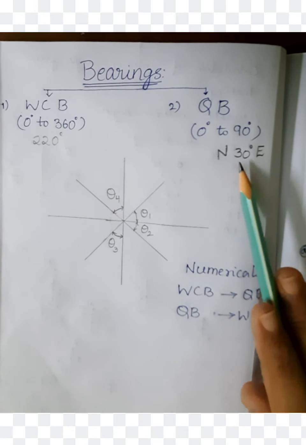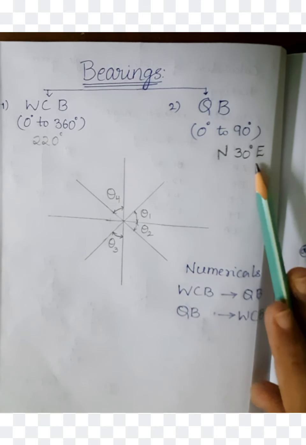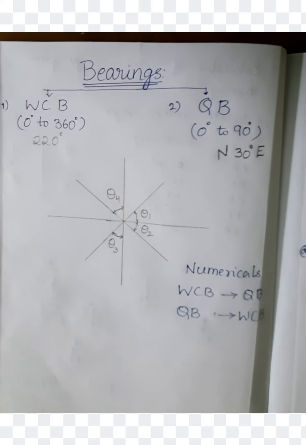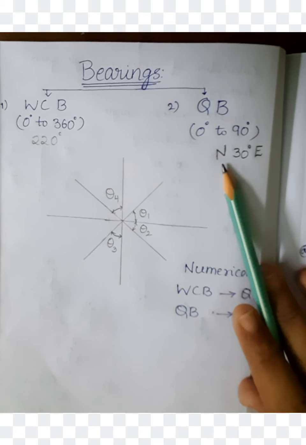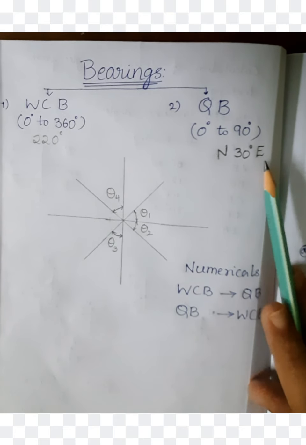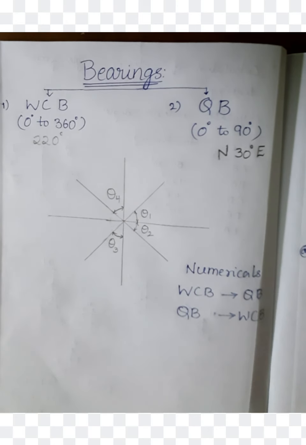Suppose north 30 degrees east or south 30 degrees west. In this way we'll designate the angles starting from north or south, and here it becomes east or west. It depends on which direction the angle is nearer to. We'll discuss this briefly.